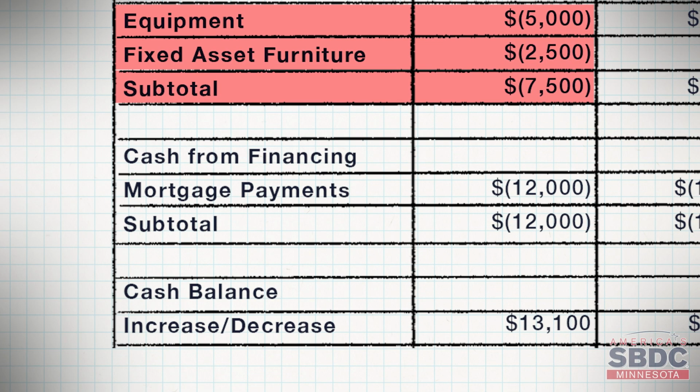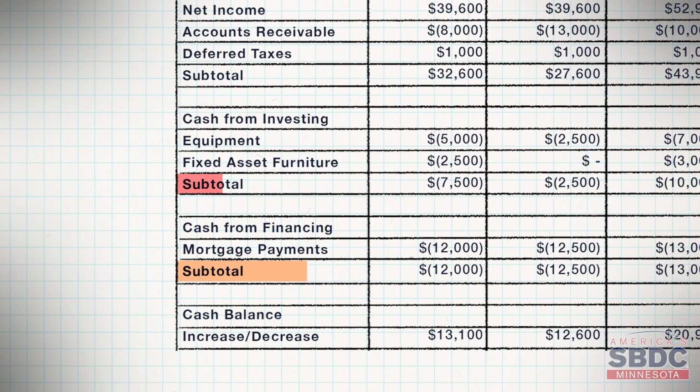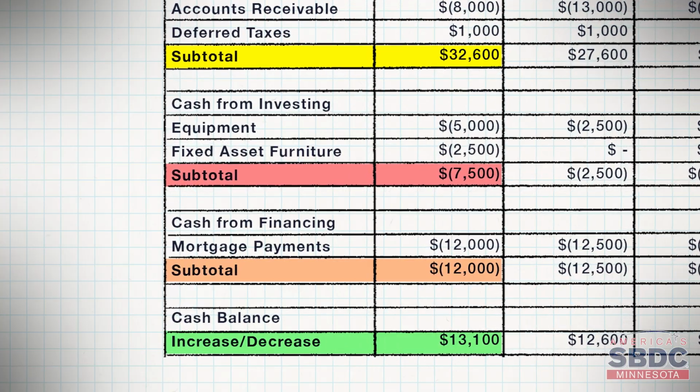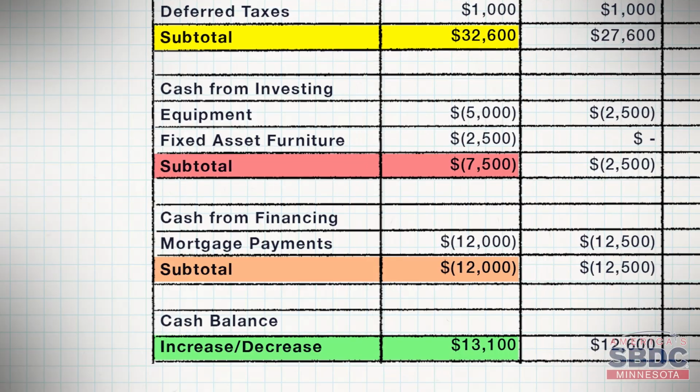Now, the cash from financing section holds your mortgage payments of $12,000. This can include many different categories that you may finance, maybe even equipment, but mortgage payments were something that you will likely have. When you add up these sections, you get a total increase in cash of $13,100 for the year end 2020, which means the business has a positive cash flow.